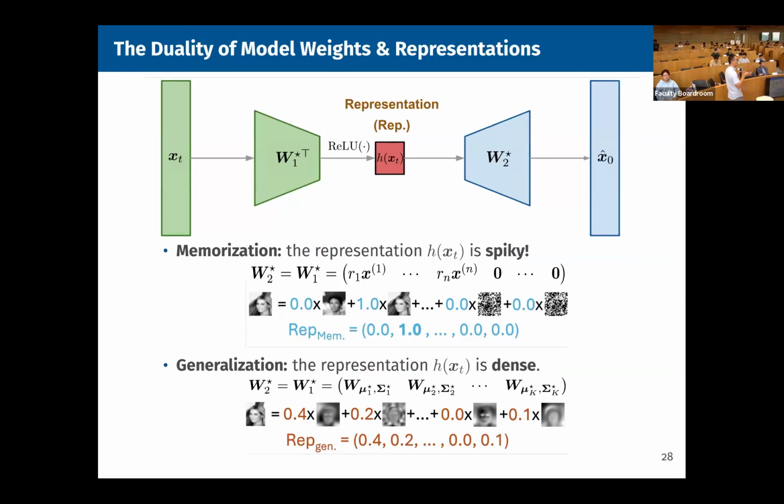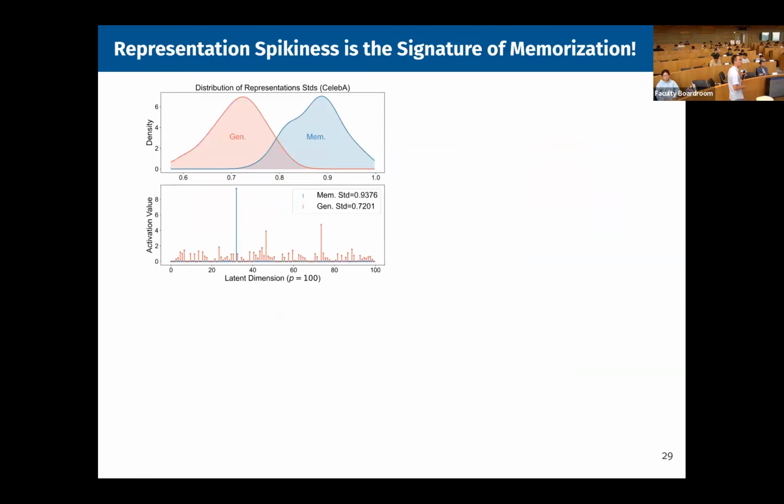So you can think that the representation will be a signature of memorization versus generalization, based on the spikiness and the denseness. We did a histogram to show you the representation spikiness and denseness. Here, the blue color shows the memorized representation, which is very spiky. There's only one point standing out here. But the generalized representation is much denser, and they can actually be separated. If you do the histogram, the densities of the generalized and memorized representations have a strong difference. This is the result we did on unconditional diffusion on CIFAR.